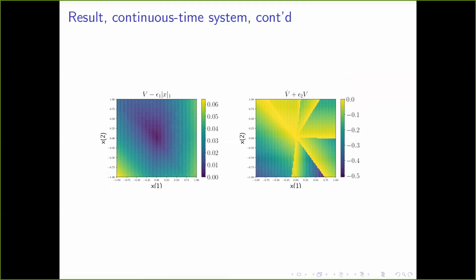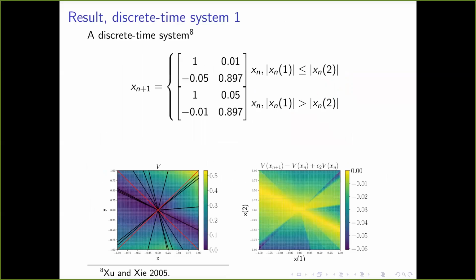We now apply our approach to a discrete time system. Again, we draw the color map of the Lyapunov function and its time derivative. On the bottom left plot, we draw the boundaries of the hybrid modes in red lines, and the boundary of each linear piece of the Lyapunov function in black lines. You can see that they don't align with each other, indicating we can freely search for the domain of each linear piece.